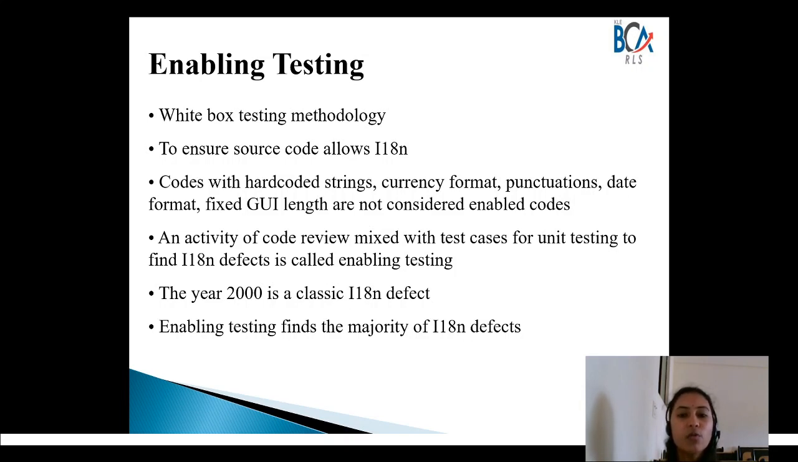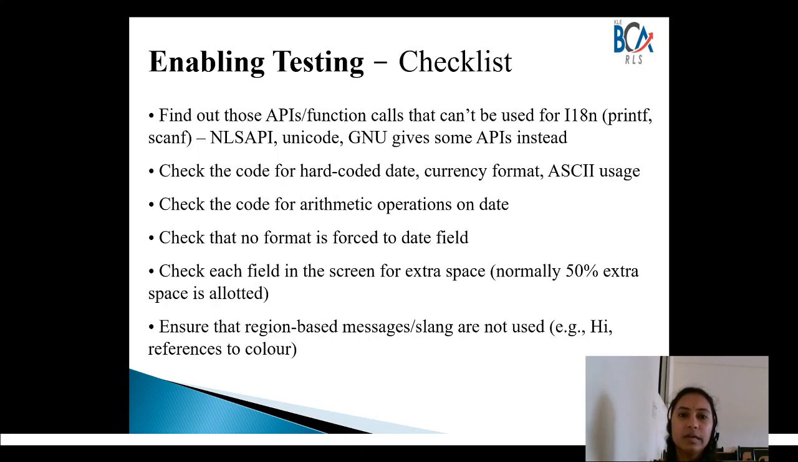An activity of code review or code inspection mixed with some test cases for unit testing, with the objective of catching I18n defects, is called enabling testing. The majority of the defects found during the year 2000 were I18n defects, which were in the hard-coded format. So it is a must to do the enabling testing. Further continuing with this, let us see the checklist of enabling testing.